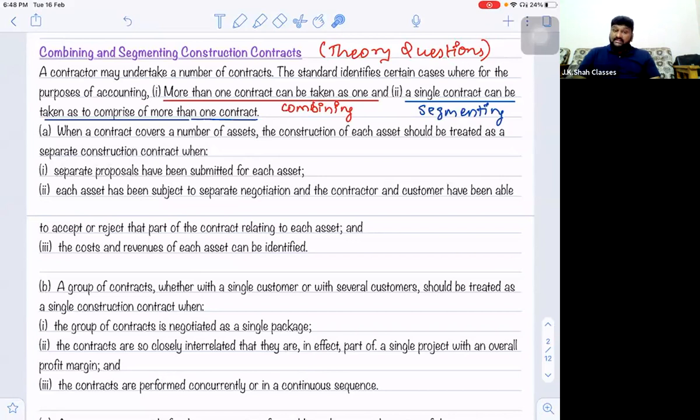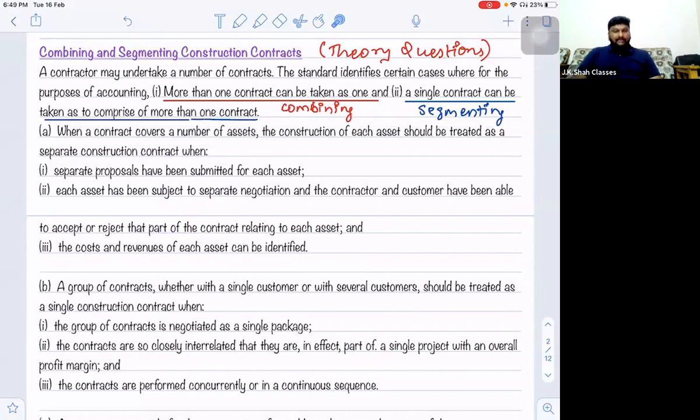And what is the reason for considering them as 4 different contracts? First, I have submitted separate proposals. All these separate assets will be negotiated separately. It means there is no dependency, like if one is to be done, then the second also has to be done. No. You can cancel any of the 4 buildings. And point number 3, the cost and revenues can be identified separately. If these 3 conditions are satisfied, you can definitely segment your contract. So one contract can be broken up into different parts depending upon the different assets. That is called segmenting.